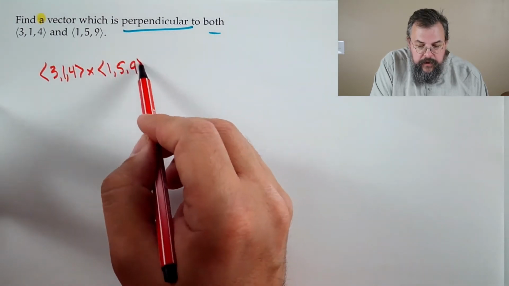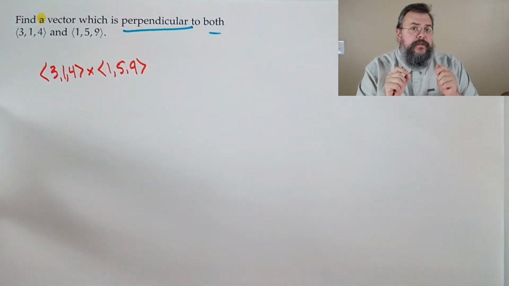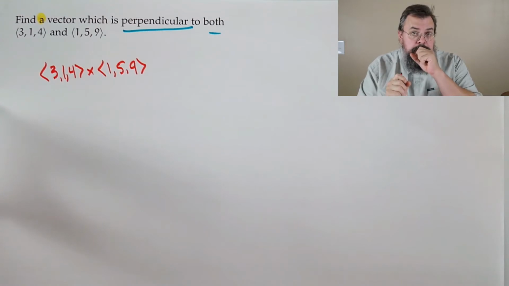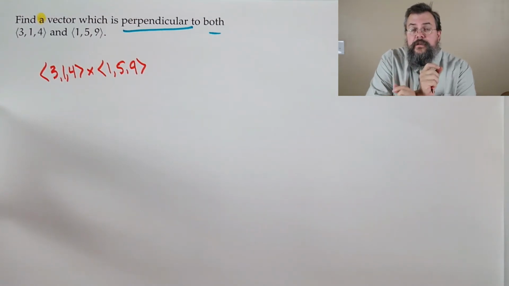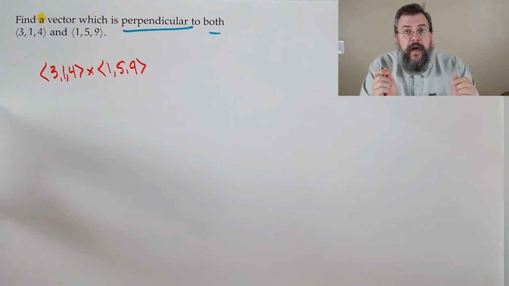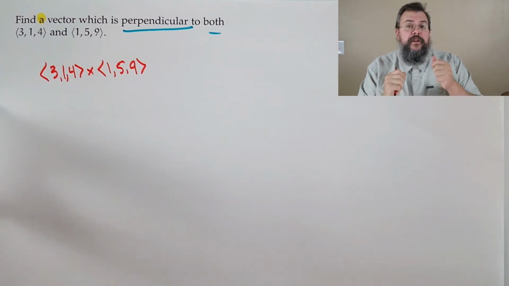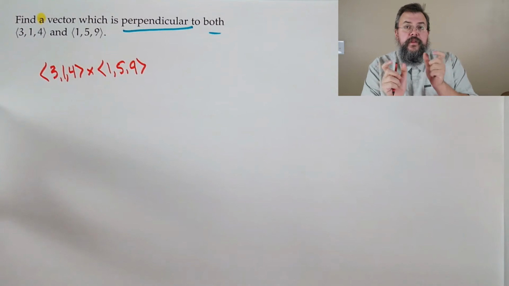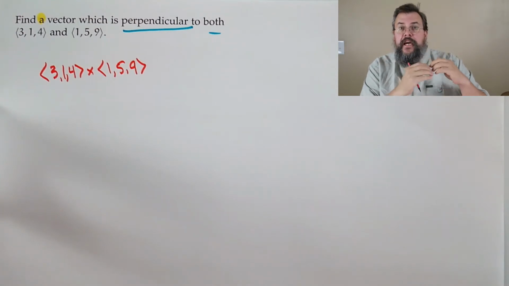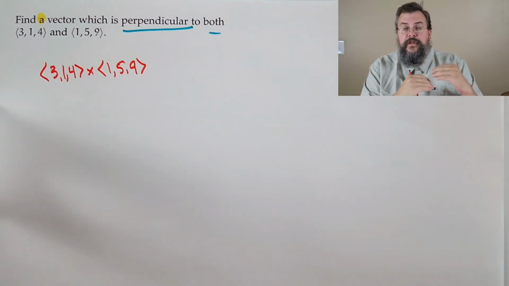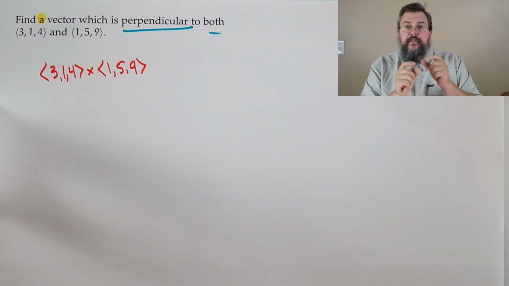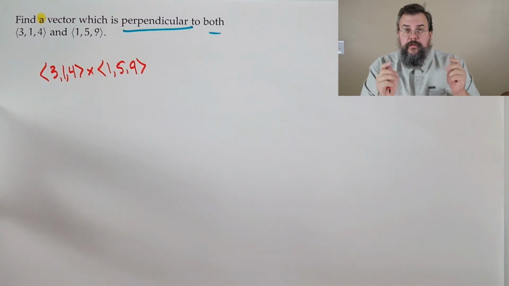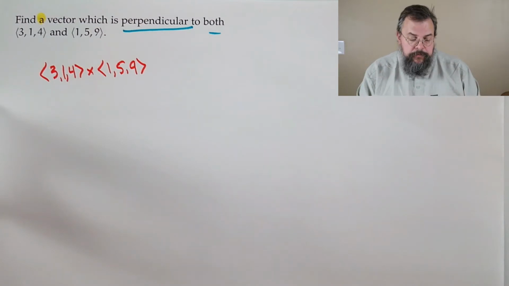Now, you might be wondering, wait, how do we know it's the 314 that comes first? Shouldn't it be 159 cross 314? Does it matter? Well, at the end, if you did swap them, you would put a negative sign in. But that comes back to a scaling, which says it doesn't matter. If all we're after is perpendicular, it doesn't matter what order you take the cross product in. So any order is fine.